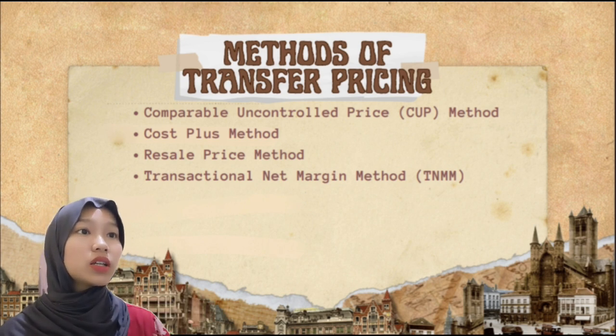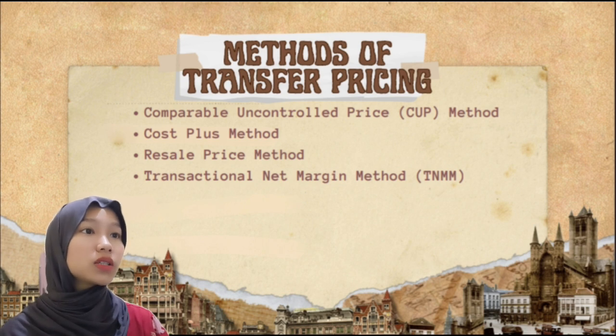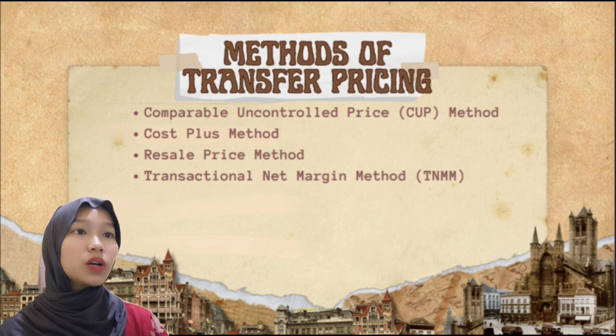Issues and challenges in transfer pricing. Transfer pricing is a complex area that poses several challenges for multinational companies and tax authorities. One of the primary concerns is tax avoidance. Some companies may use transfer pricing to shift profits to subsidiaries in countries with lower tax rates, thereby minimizing their overall tax liability. This practice, known as base erosion and profit shifting, has drawn increasing scrutiny from tax authorities globally.